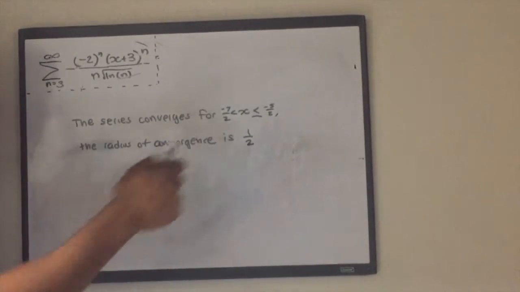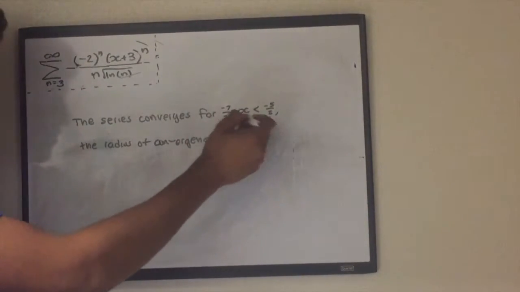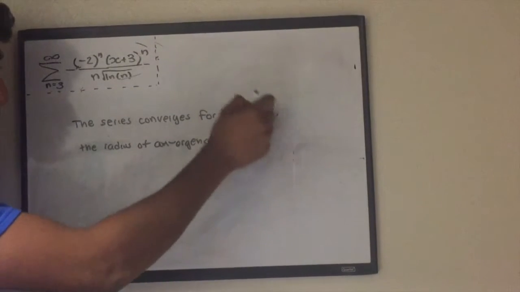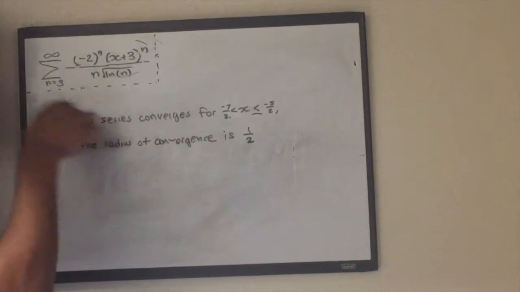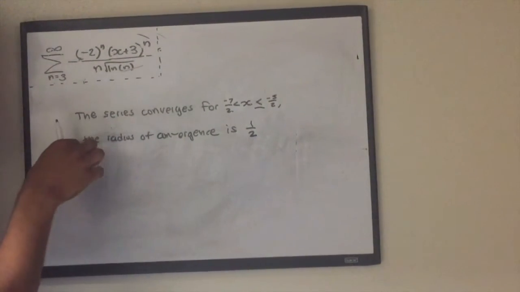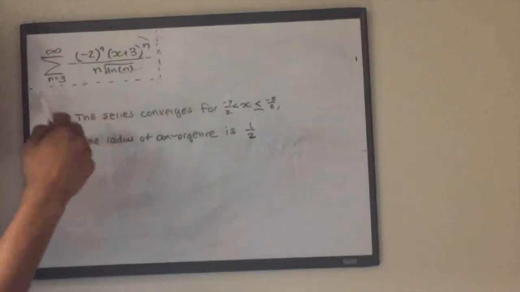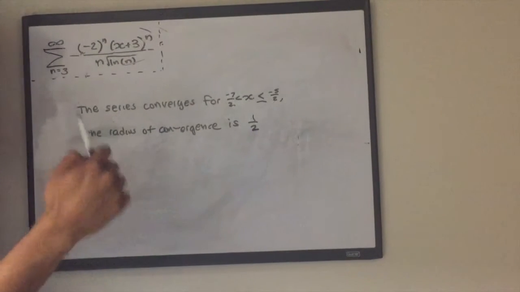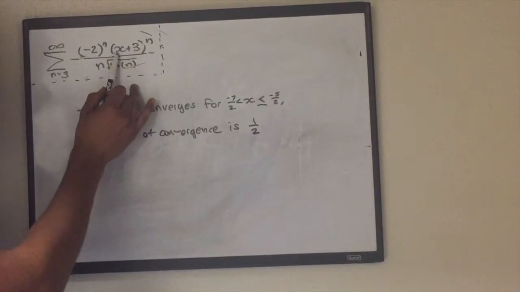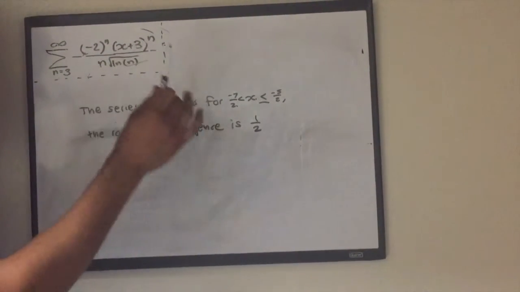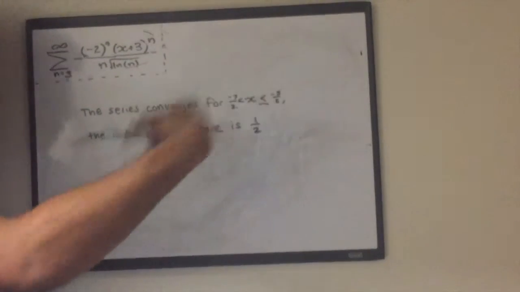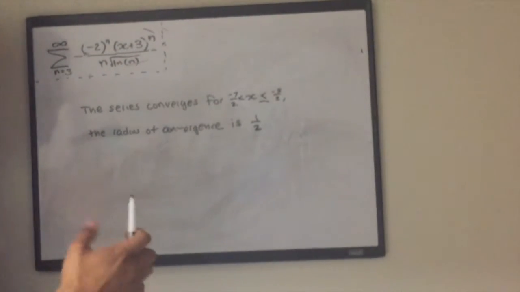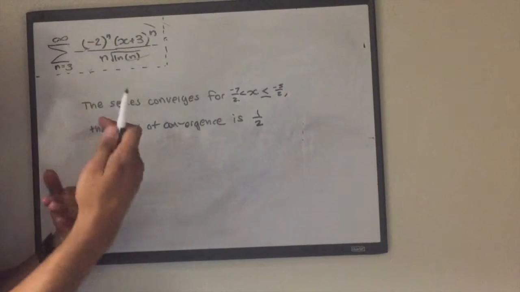And this also means that for any x value in between these two values or equal to this value, this whole series will converge. Also, the conclusion that we made was that the radius of convergence is 1/2. Basically, that means at the center, x is equal to -3. We can go 1/2 higher and 1/2 lower, and that's basically what defines where we converge.